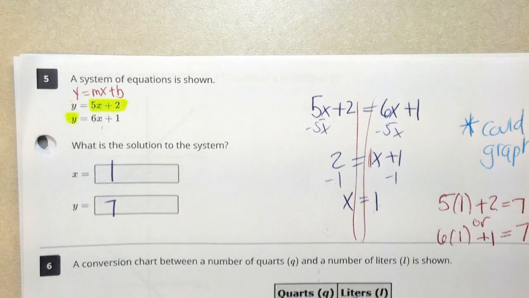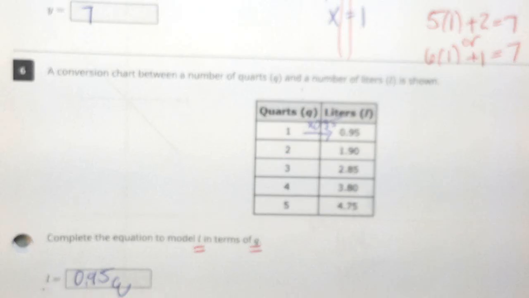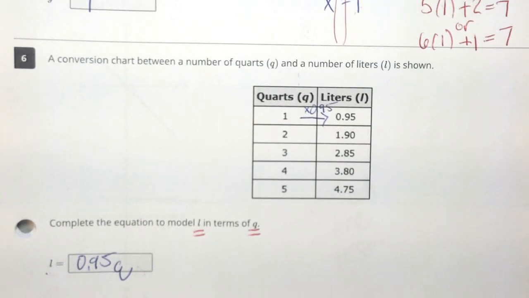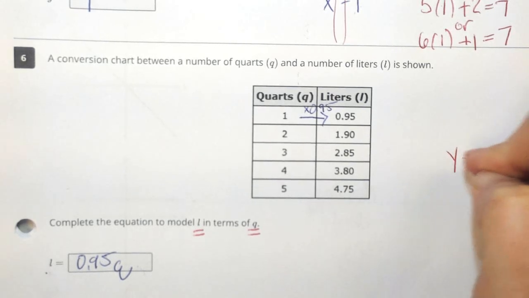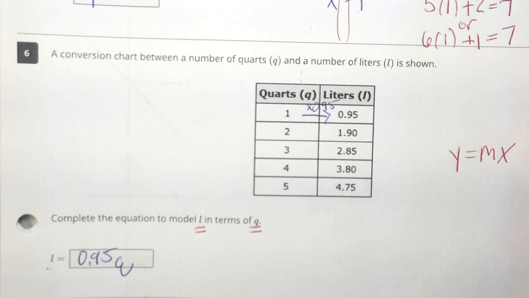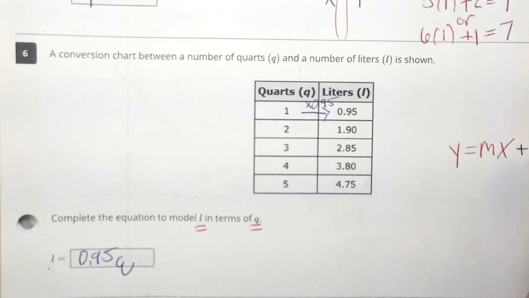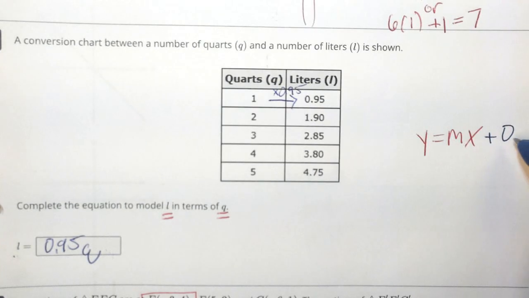Number 6 on this one, it says a conversion chart between a number of quarts, Q, and a number of liters, L, is shown. Complete the equation to model L in terms of Q. So when you're looking at this, you need to know the relationship between L and Q. There are multiple ways to do this because this is a proportional equation. Proportional equations means it's in y equals mx form. It means that the b value is going to be 0 because if you remember for a graph, proportional means it's a straight line through the origin, so through that 0, 0 there. Okay.